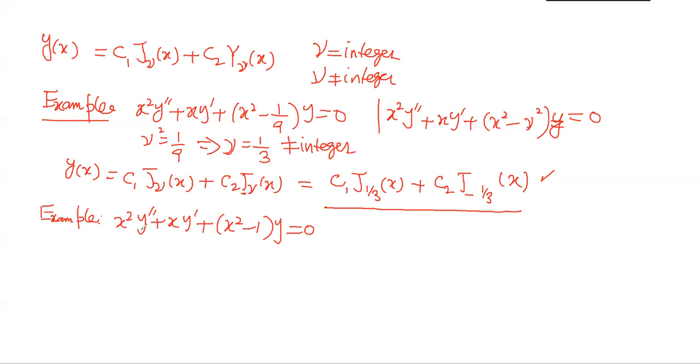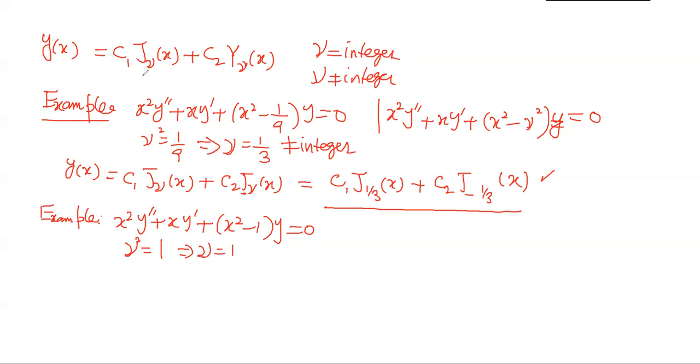Example. So this is the example for this x square minus 1. So in this case, what is the value of nu square? If we compare this with this equation, the value of nu square is 1. So now nu square is 1, so nu is equal to plus minus 1. So both nu values are integers.